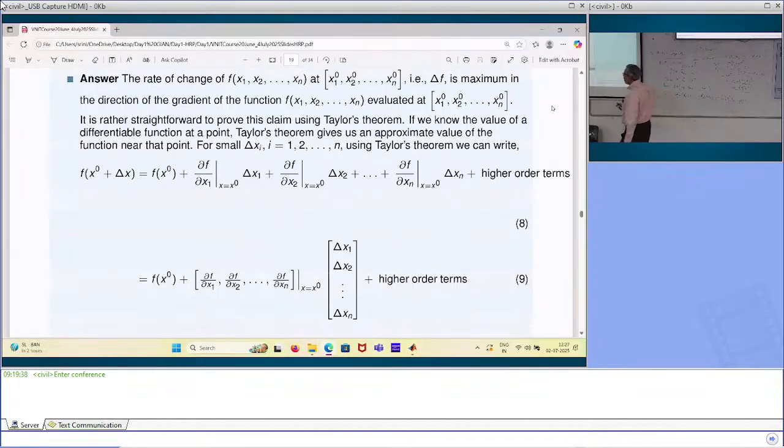So if I rewrite that, this times delta x plus higher order terms. I keep delta x very small, so delta x squared and cubed are very small, so drop them. So which delta x can I choose so that this change is the largest? This will also give a number. It will give a number, right?